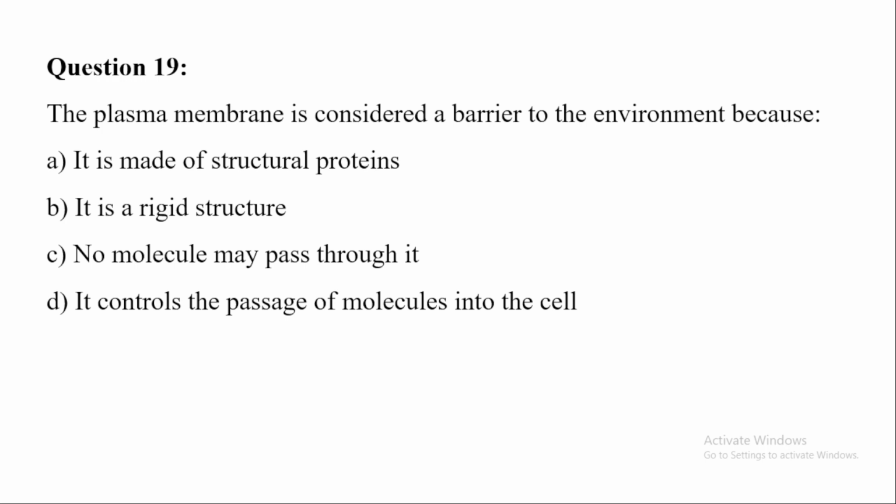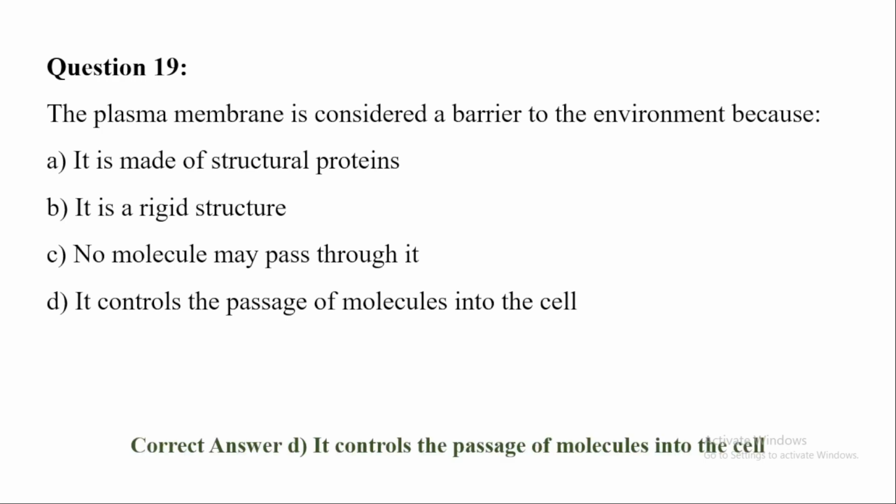But let's say some nutrition is present outside the cell, so it will allow that nutrition to enter the cell, so that the cells will grow and get healthy, okay. So, plasma membranes are called semi-permeable membrane. So they are permeable to certain substances and impermeable to other substances. So the answer for this question is option number D.